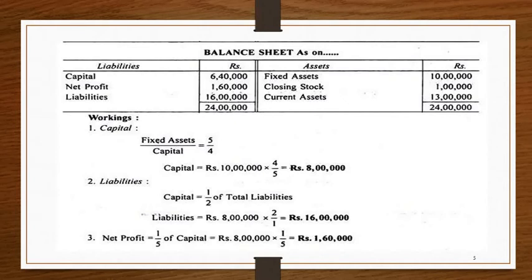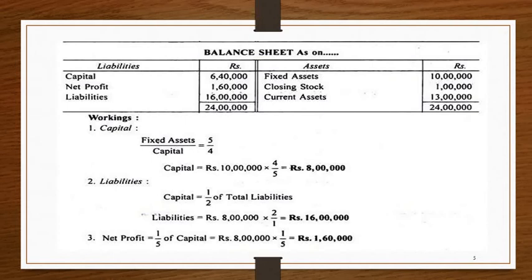So the first one, capital. In the problem they mentioned fixed assets to capital 5 by 4. So I'm taking the capital to the left side of the equal sign, then the denominator will change its position to the upper side. So capital is equal to 10 lakh into 5 by 4, which will become 4 by 5. So 10 lakh into 4 divided by 5 will be 8 lakh, that is capital.